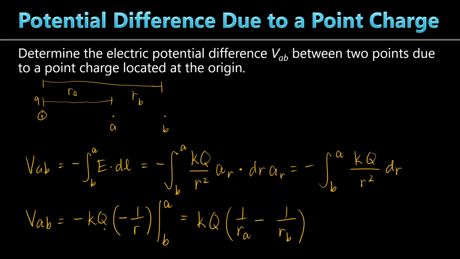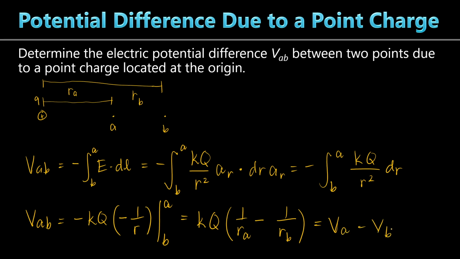So we now have the expression for VAB, no? That VAB is equal to KQ times the quantity 1 over RA minus 1 over RB. And remember, this VAB is the potential difference which is equal to VA minus VB.